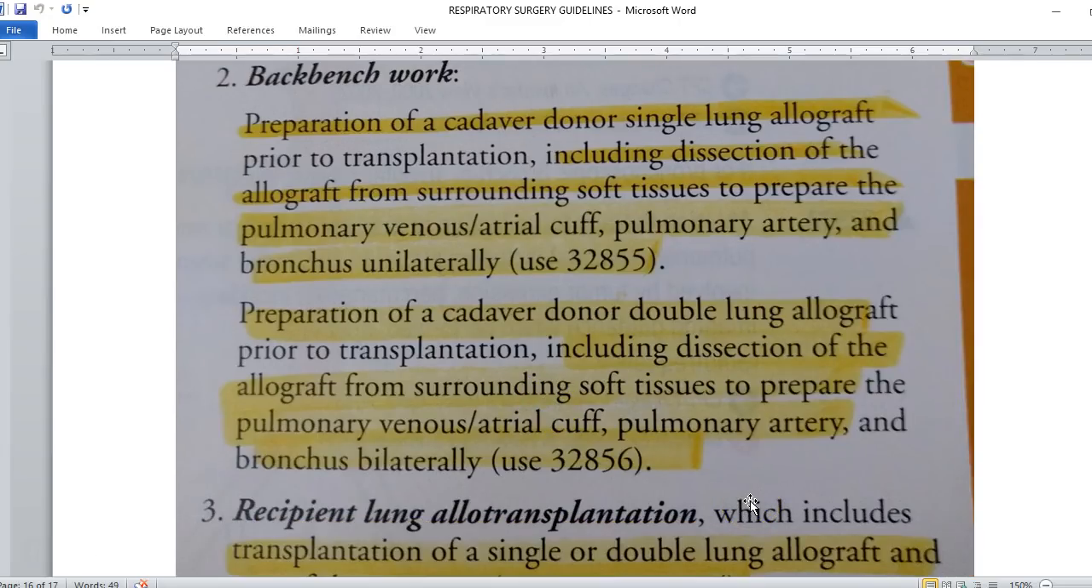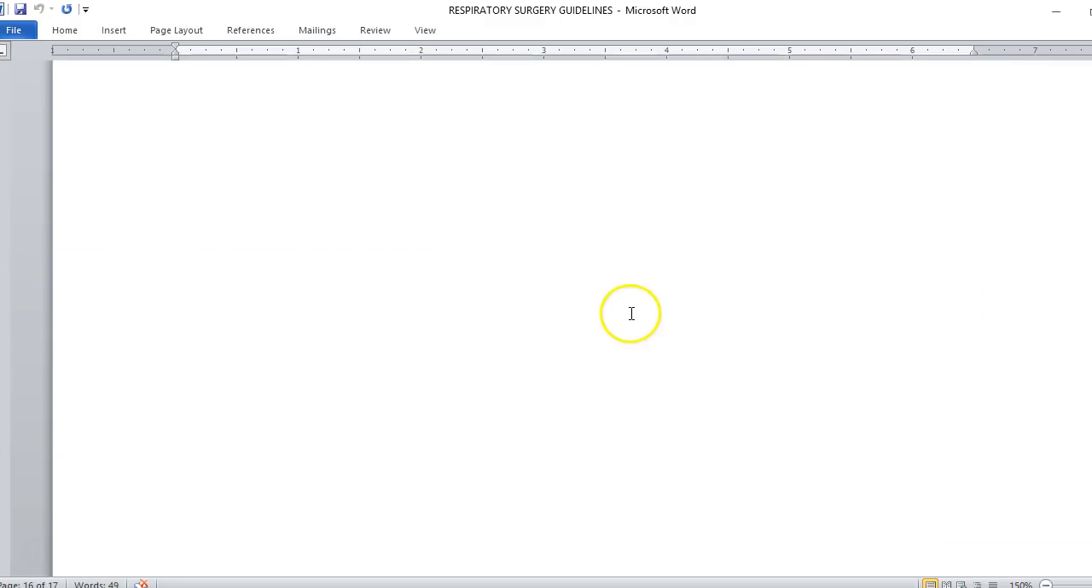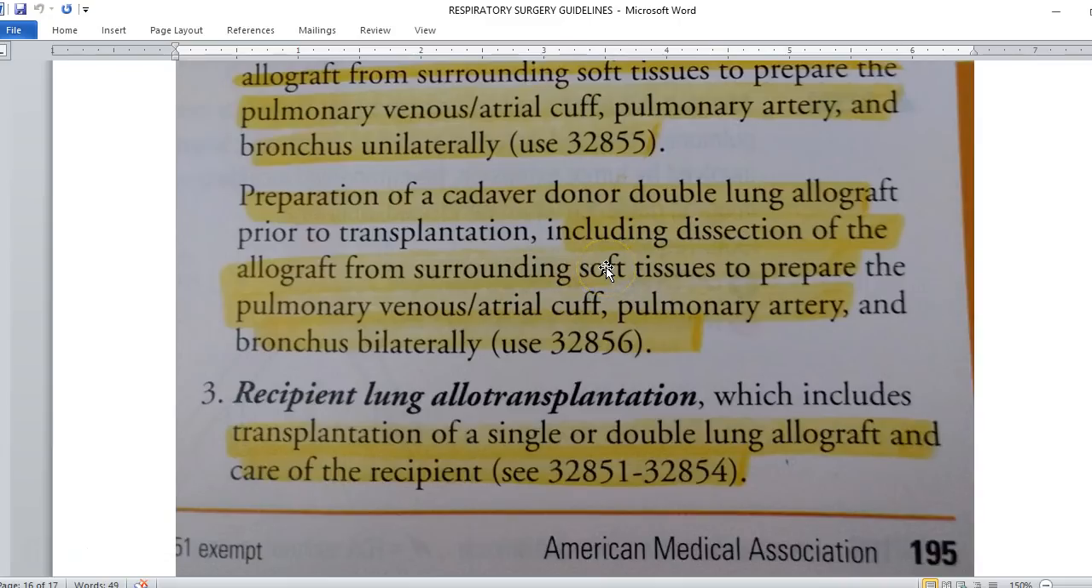Now, preparation of cadaver donor single lung allograft prior to transplantation includes the section of the allograft from surrounding soft tissues to prepare the pulmonary venous atrial cuff, pulmonary artery, and bronchus unilaterally. However, if it is a double lung allograft, again, it's going to be very similar, but it's going to be the bronchus bilaterally. So we need to know if this is a pneumonectomy or a double pneumonectomy. And then the allotransplantation, again, we need to know who's doing what portion. Sometimes this is 1 doctor, sometimes it's 2, sometimes it's all 3. So what is your doctor doing for the transplants?